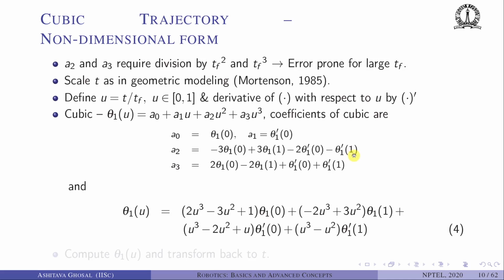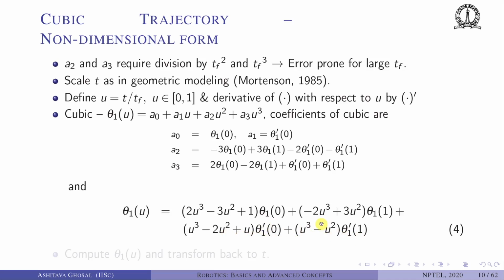So 1 means at u equals 1. And likewise you can find a3. Basically, resubstituting a0, a1, a2 and a3 in this cubic, we can show that theta1(u) is given by theta1(0) into 2u cube minus 3u square plus 1, plus minus 2u cube plus 3u square into theta1(1), plus u cube minus 2u square plus u into theta1 prime(0), plus u cube minus u square into theta1 prime(1).